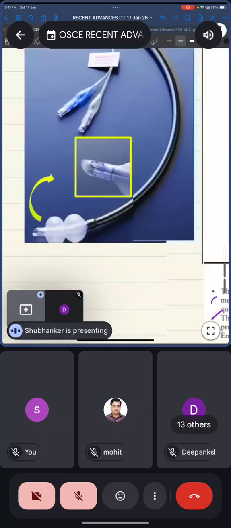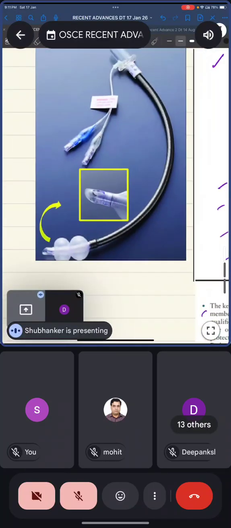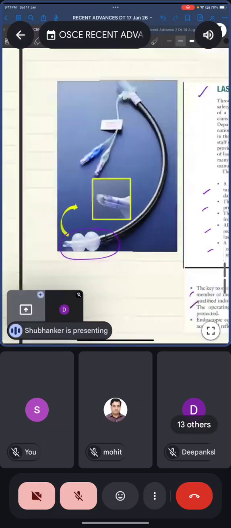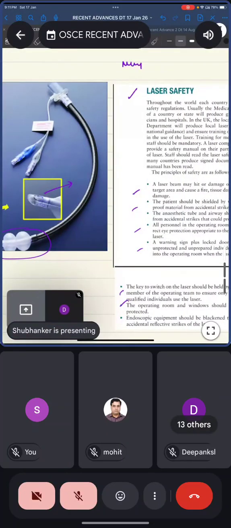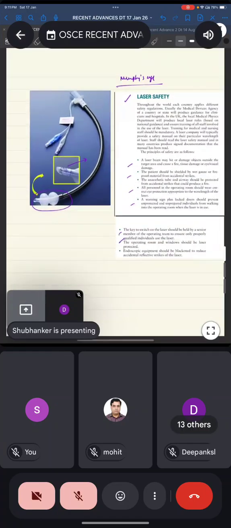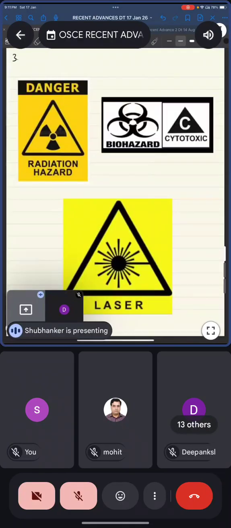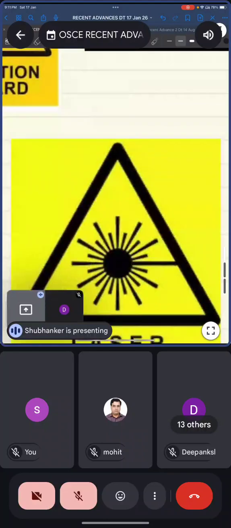Now coming over here. See, this is a laser safety tube. Two things to be seen over here: first is this, there are 2 bulbs for that, and second, what they have highlighted here is basically the Morphy's eye. Okay, so 3 things.